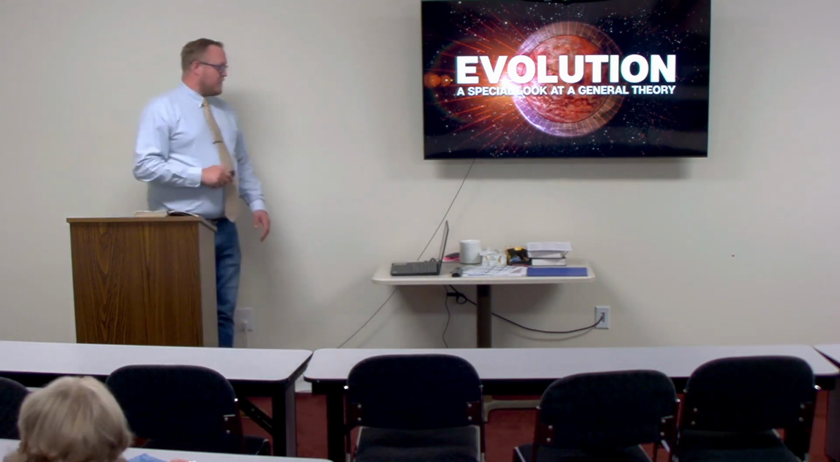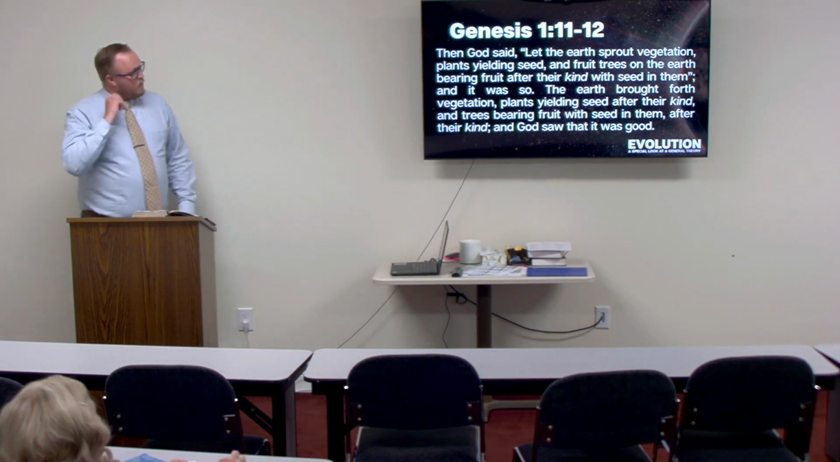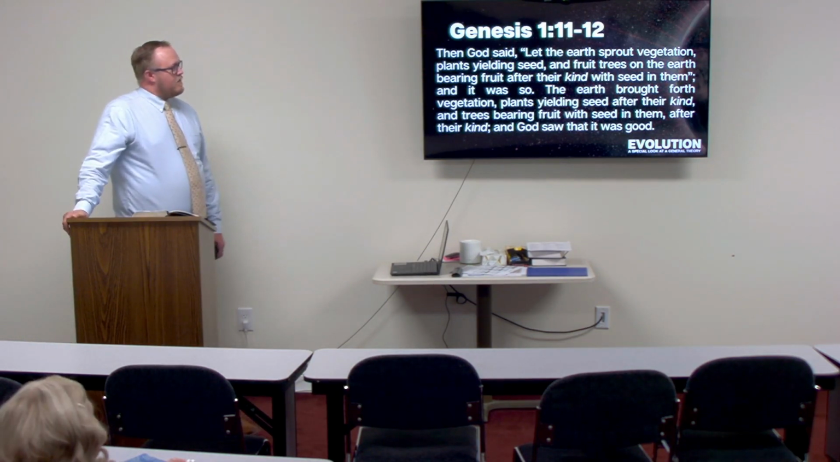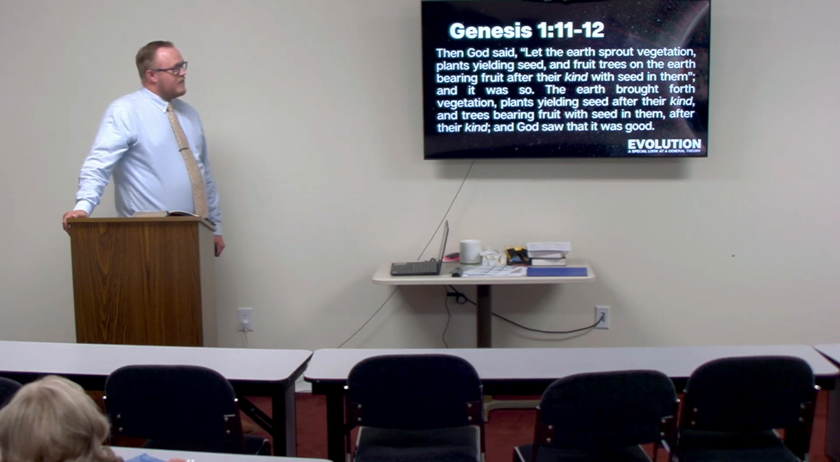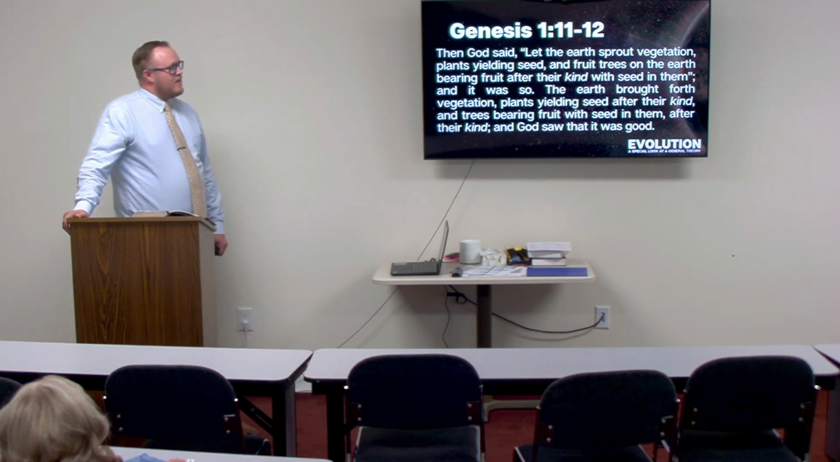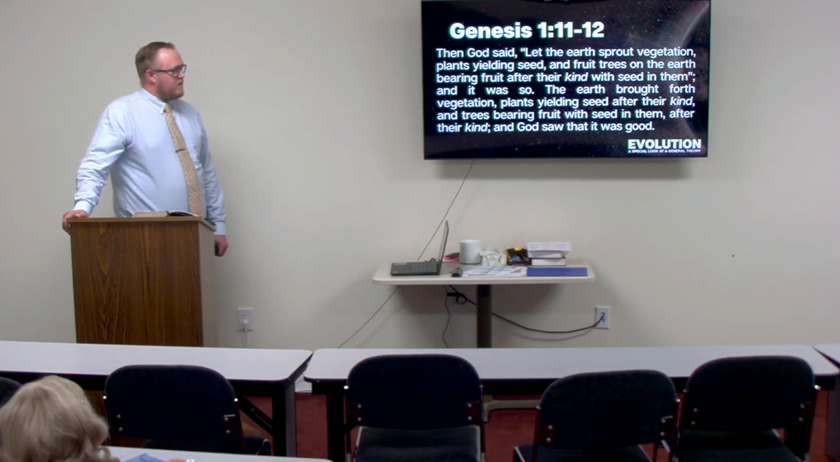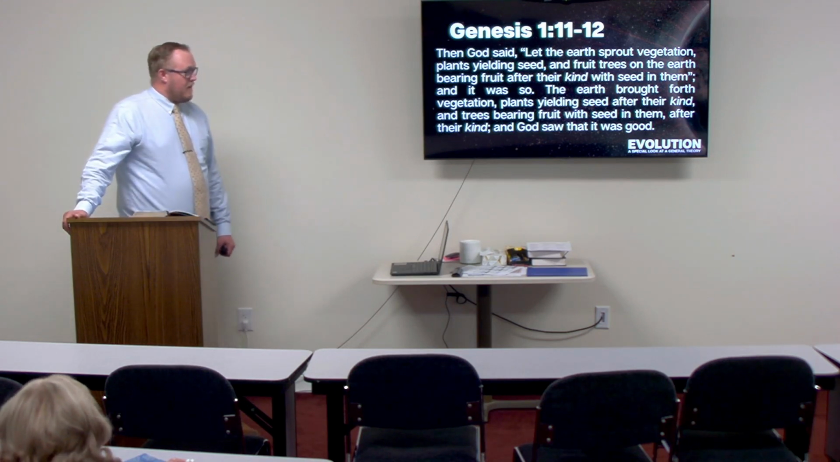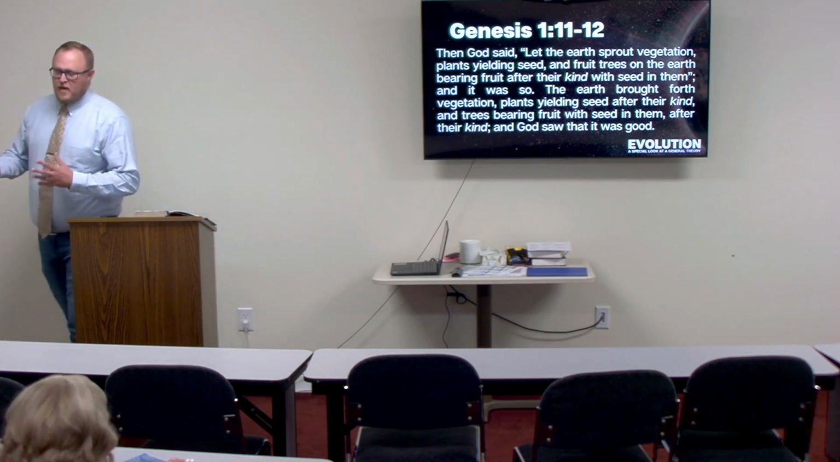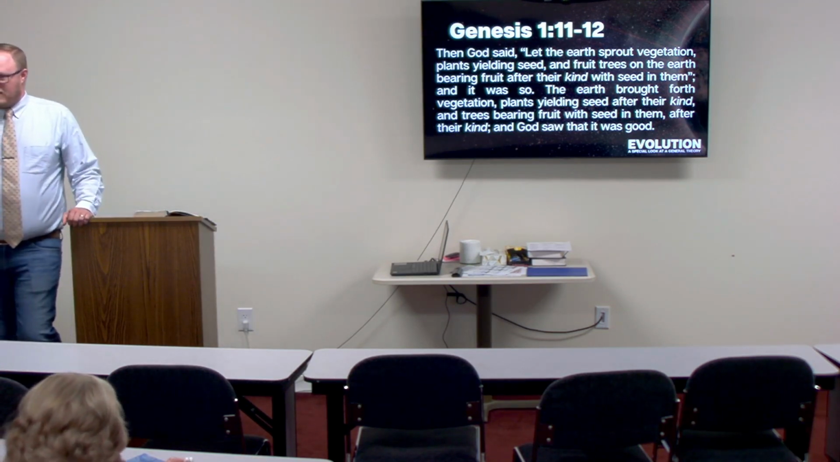Before Aaron leads us in our opening prayer, I think this verse will do well to get us started. Genesis chapter 1, 11 through 12 says, "Then God said, let the earth sprout vegetation, plants yielding seed, and fruit trees on the earth bearing fruit after their kind, with seed in them. And it was so. The earth brought forth vegetation, plants yielding seed after their kind, and trees bearing fruit with seed in them after their kind. And God saw that it was good." That gives us some things to think about as we get into our class today. So we'll allow Aaron to lead us in opening prayer and we'll begin.